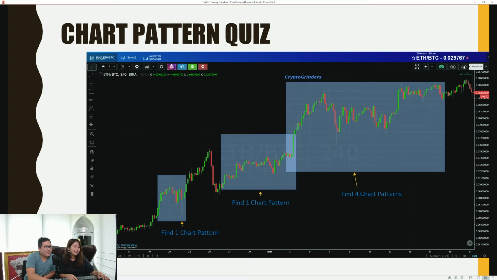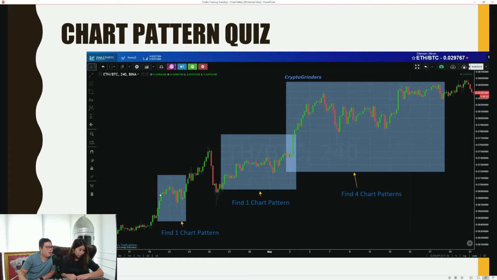Oh my god, it's fast. Find one chart pattern. Find four. Okay, let's do the first one first. It's a bit hard when we can't actually draw on this. Okay, never mind. We'll just imaginarily draw it.